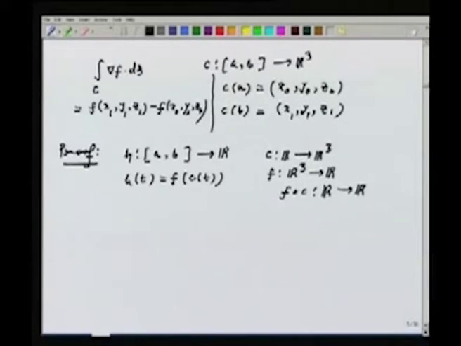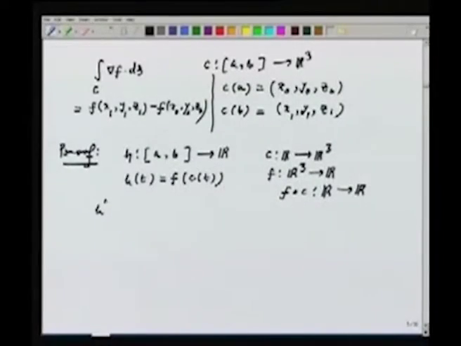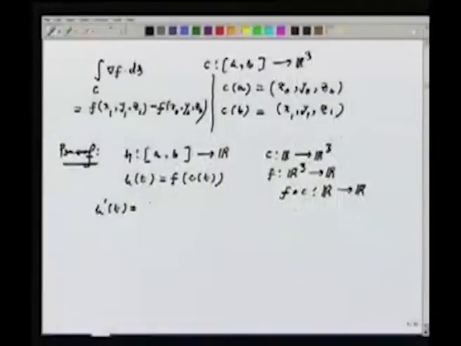Now h turns out to be a differentiable function because of the assumptions which we have. And now I want to calculate what is h'(t). Now if I use the chain rule of several variable calculus, which you have learned already, what I get is that this is grad f at c(t) dot c'(t).